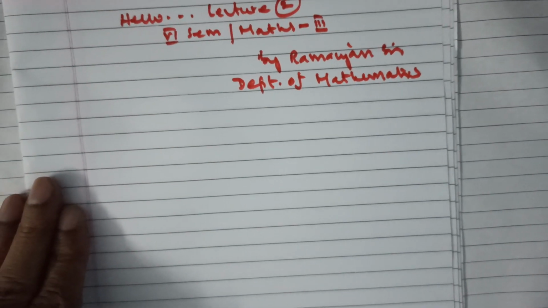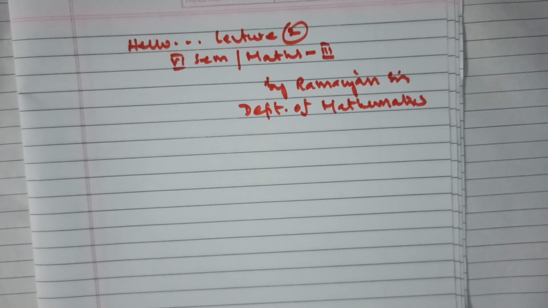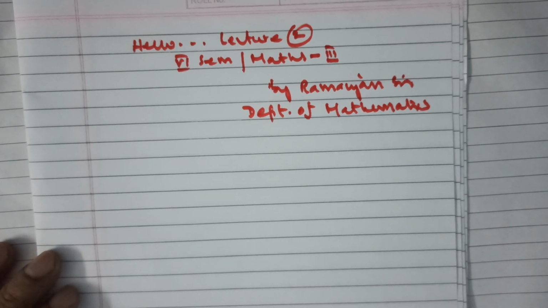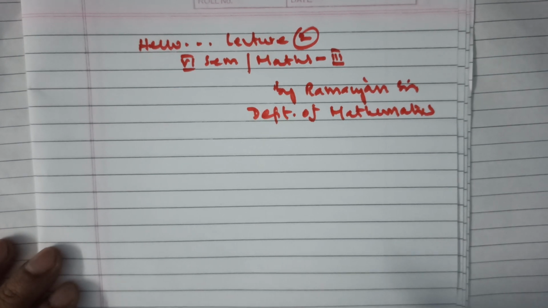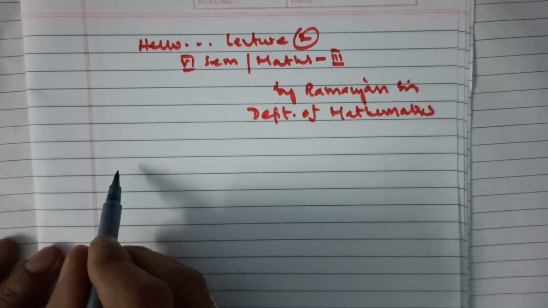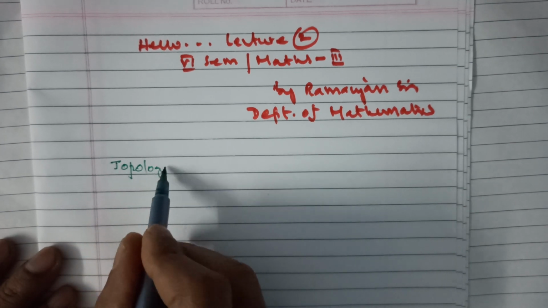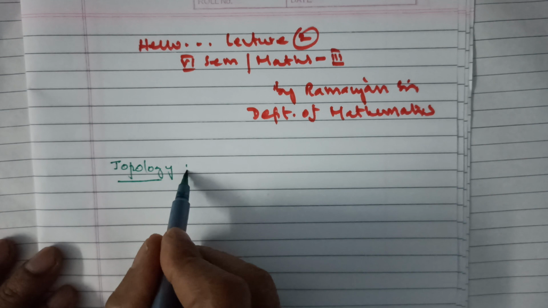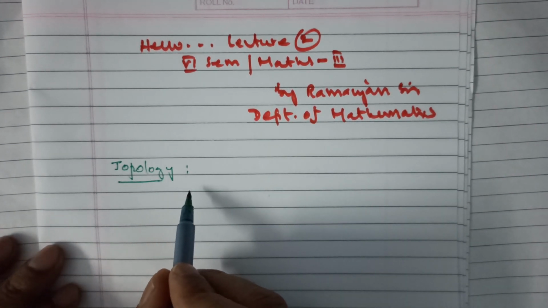So in the last class we defined the set, subset and the power set. Those three are the basic definitions needed to define a topology. How to define the topology?